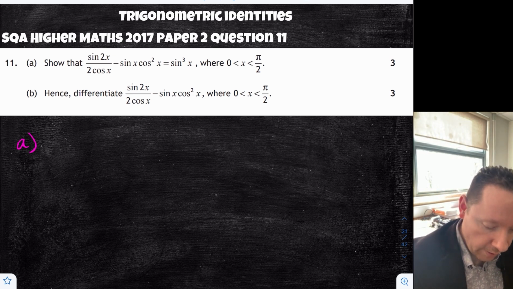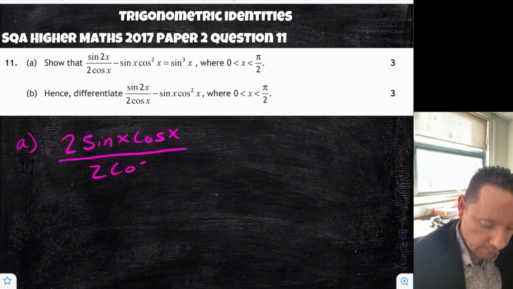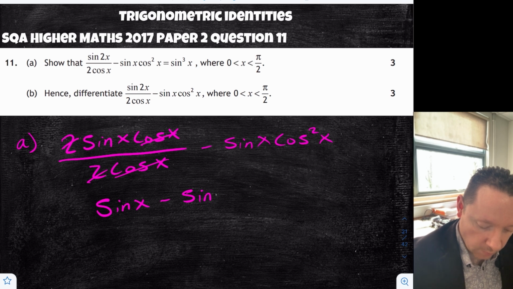So let's look at the left hand side. We've got sine 2x, we can write that as 2 sine x cos x, just using the start of the exam paper, over 2 cos x. And then we've got minus sine x cos squared x. So we can cancel the 2's and we can cancel the cos x's from here. So that leaves just sine x for this one, minus sine x times cos squared x.